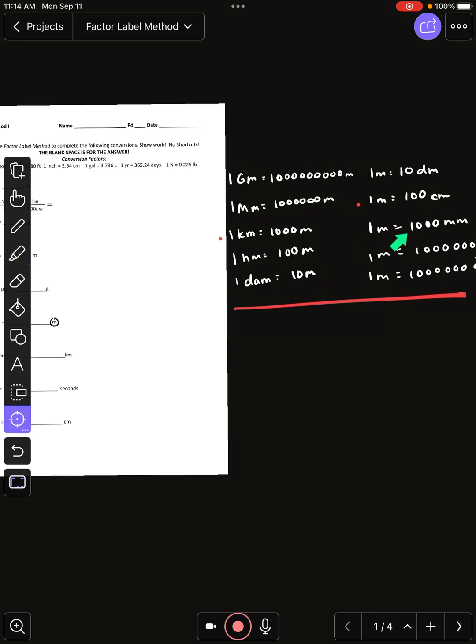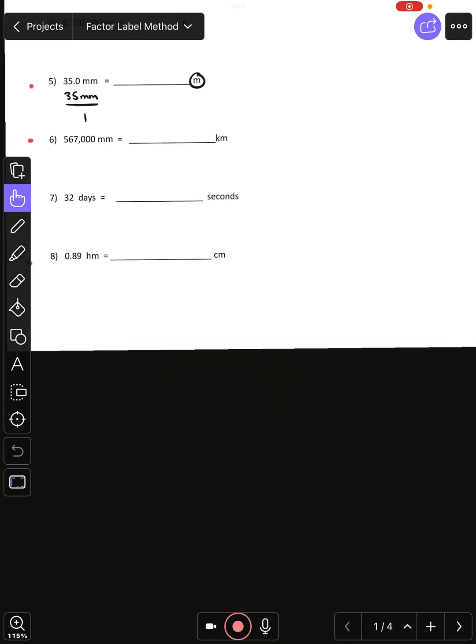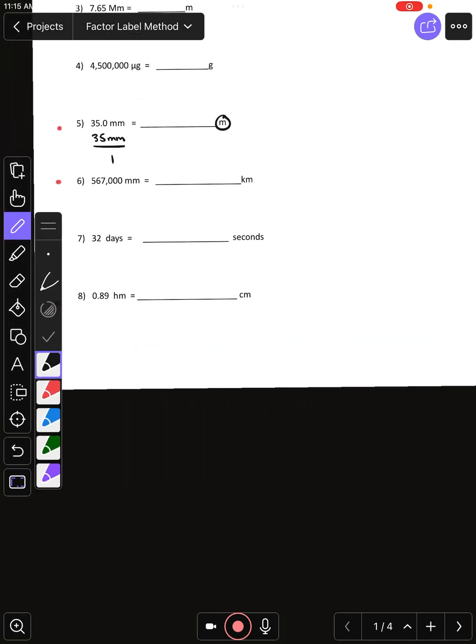I have 1 meter equals 1,000 millimeters. So I'm going to use this conversion factor, and I'm going to set this up so that my unwanted units cancel. In this one, I'm going to put millimeters in the denominator and meters in the numerator. There's 1,000 in front of the millimeters, and 1 in front of the meters. My millimeters cancel out. I'm left with meters, which is my desired unit.